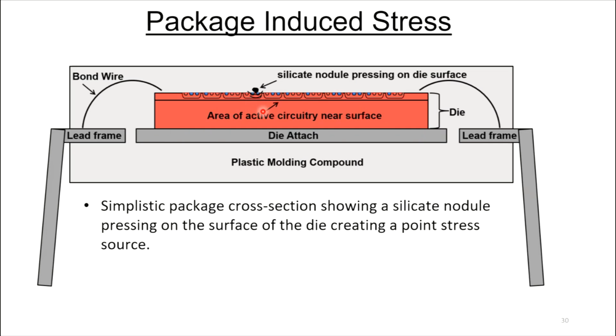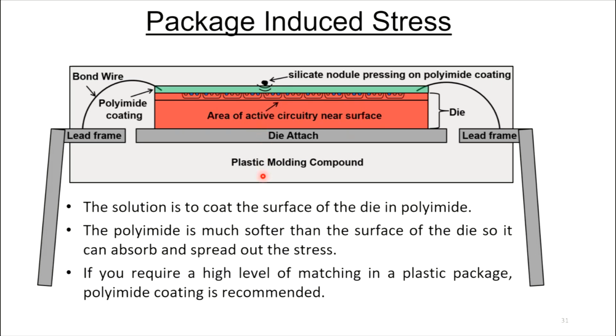So what can you do about this? Well, the solution is to coat the surface of the die in polyimide. That's what this green layer here is representing. Polyimide is a much softer material, and it will tend to spread out or absorb the stress from this silicate nodule. And so that relieves a lot of the stress that you get on the chip below. So the recommendation is if you need a high level of matching in a plastic package, polyimide coating is recommended.